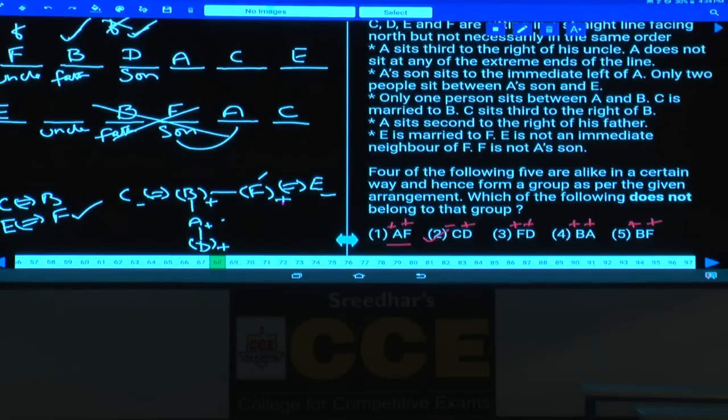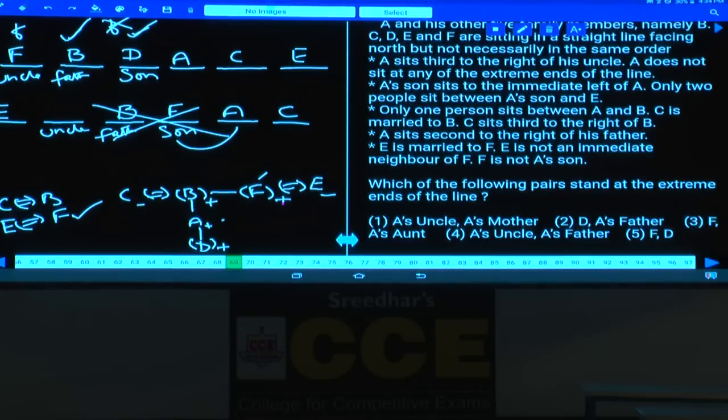Then question number 69. Now in this 69, which of the following pairs stands at the extreme ends of the line? Extreme ends of the line, who are those 2 persons? E and F. E and F, what is the answer here? E and F. F is here, A's uncle.